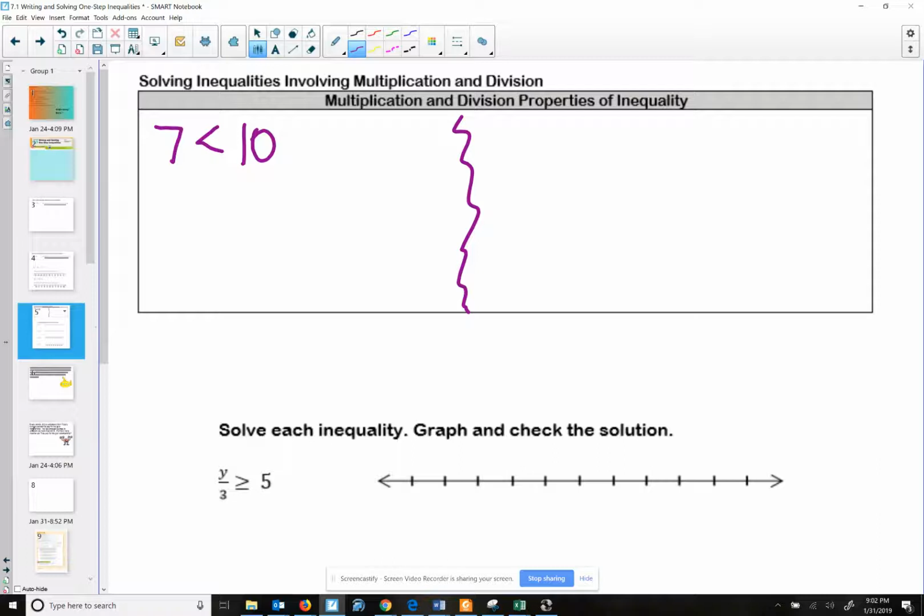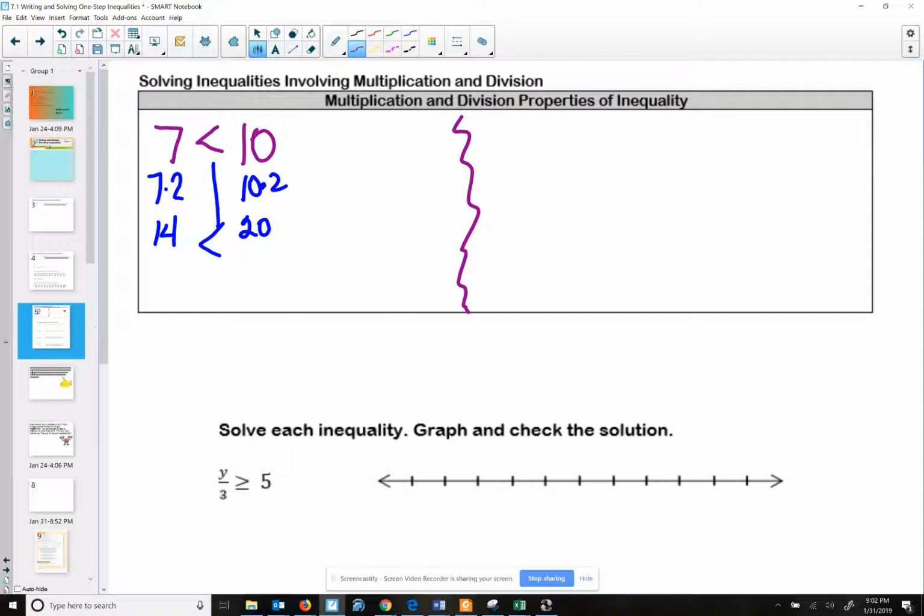So let's just keep it easy, and let's say we decide to multiply both sides by 2. So I'm going to say 7 times 2 and 10 times 2. And I'm going to put a line down the middle, okay? All right, let's evaluate each of those. 14, 20. All right, is that still true? 14 is less than 20? Yep, certainly is.